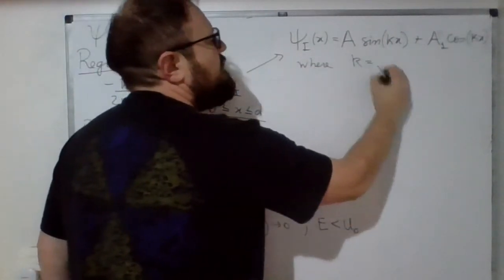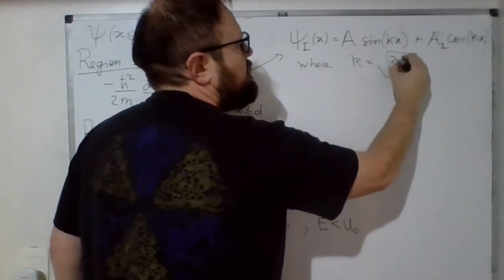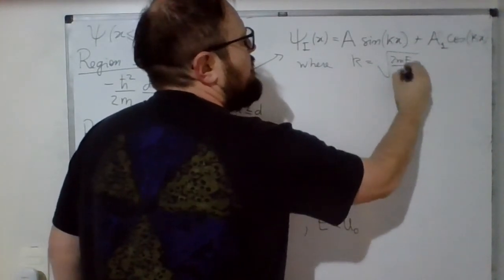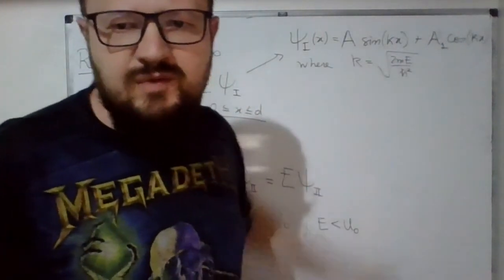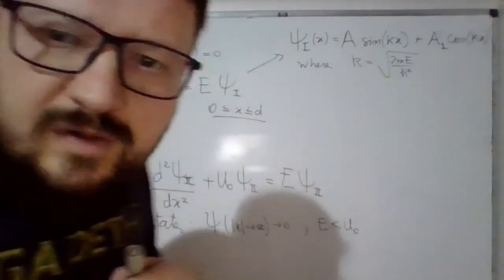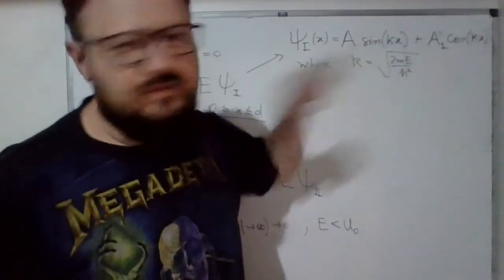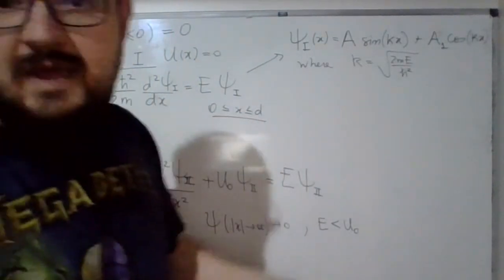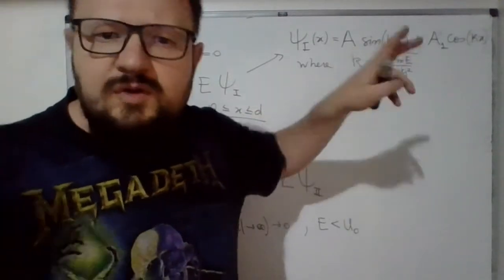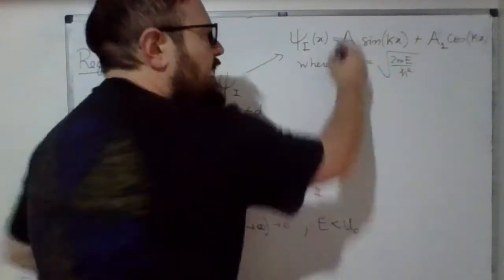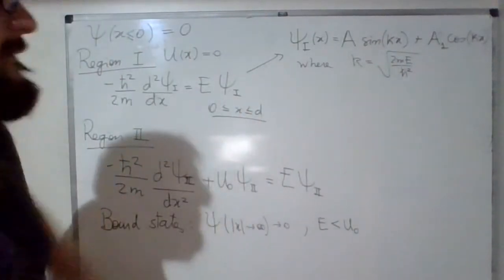where this k must be the square root of 2 times mass times the energy, which is the eigenvalue we want to solve. So k is related to that energy eigenvalue; it is the pseudo-momentum eigenvalue if you multiply it by h bar.